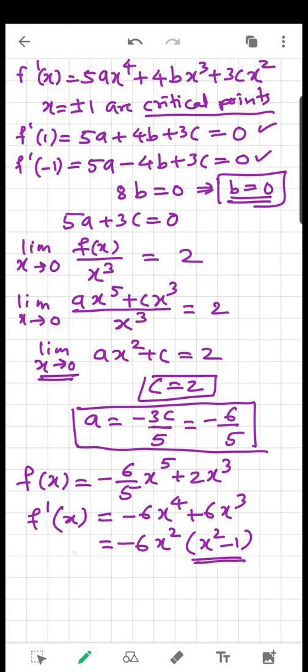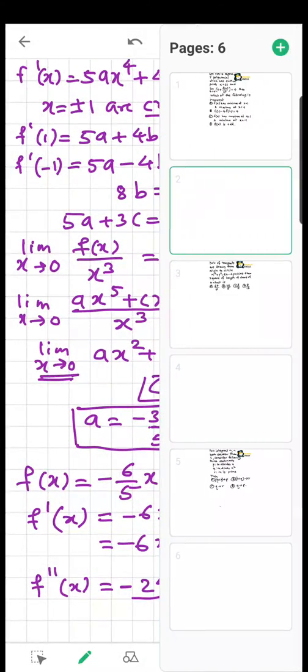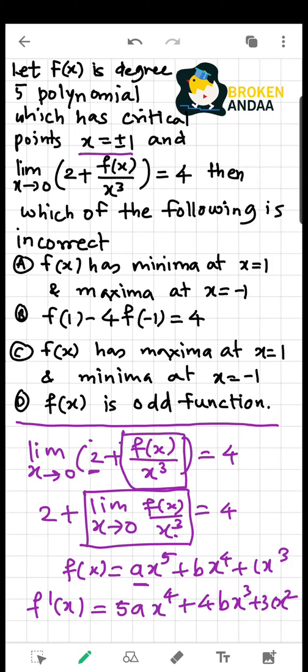How can we check that? What will be f double dash x in this case? From here we have minus 24x cube plus 18x square. So at x is equal to minus 1, this is going to be a positive value, and at x is equal to plus 1, this is going to be a negative value. So at minus 1 it is a positive value, that means there will be a minima at that point, and at x is equal to 1 there will be maxima.